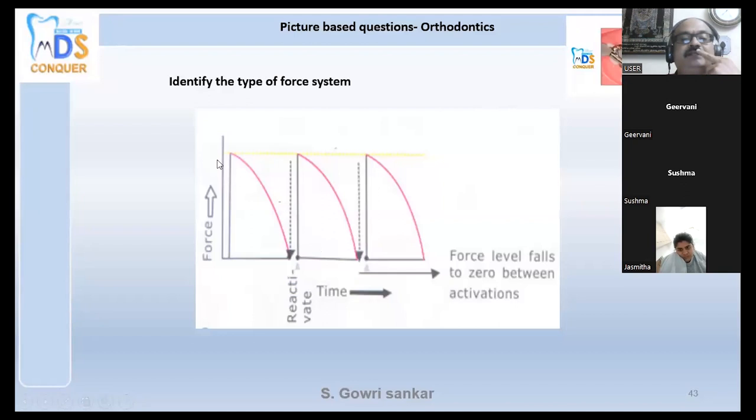So this question, they give like this and try to identify the force system in this. What kind of force system is it? Yes, it is an interrupted force system. How do you differentiate between a continuous, interrupted and intermittent force system?